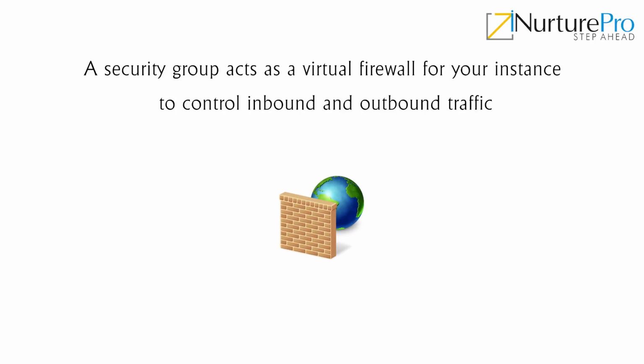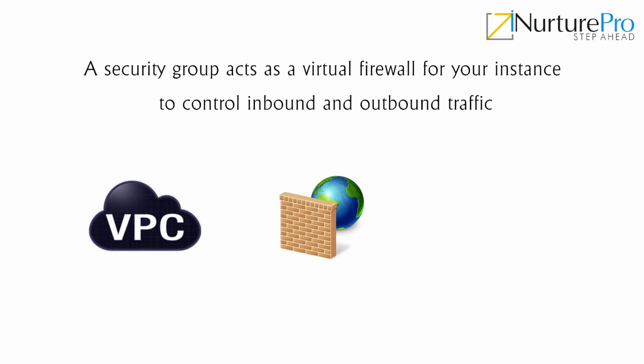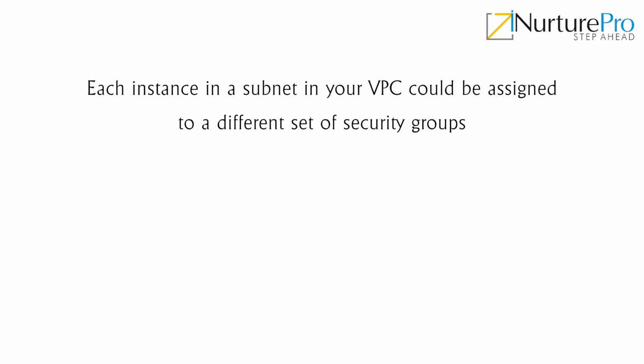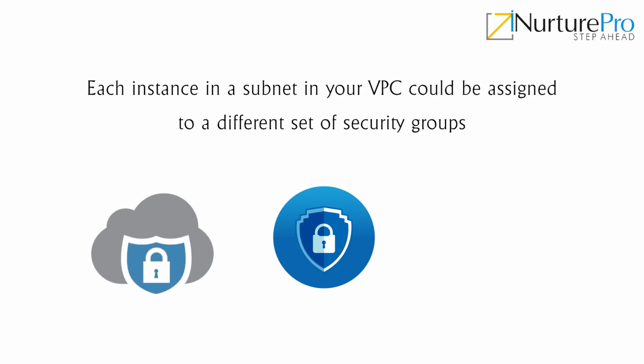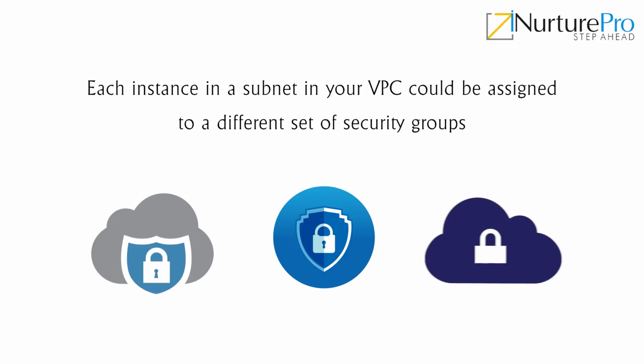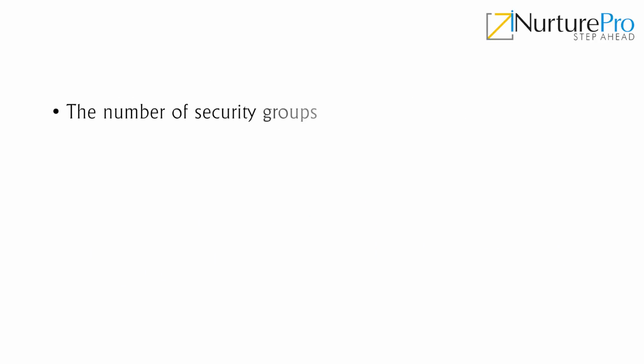When you launch an instance in a VPC, you can assign the instance to up to 5 security groups. Security groups act at the instance level, not the subnet level. Therefore, each instance in a subnet in your VPC could be assigned to a different set of security groups. If you don't specify a particular group at the launch time, the instance is automatically assigned to the default security group for the VPC.